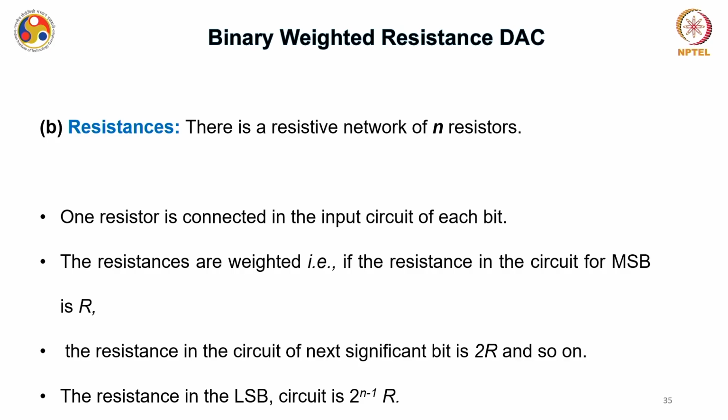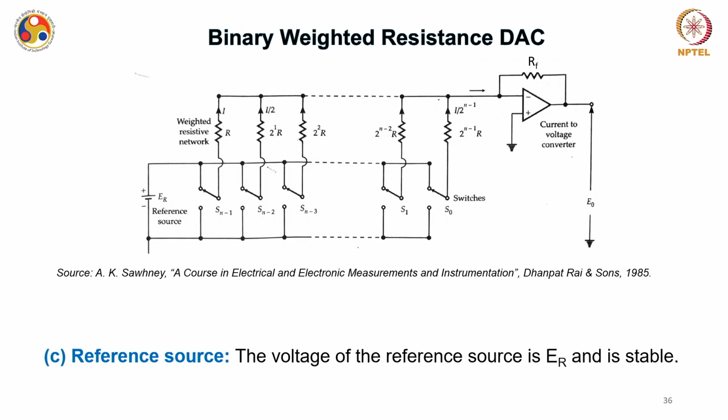if the resistance in the circuit for the MSB is R, the resistance in the circuit for the next significant bit is 2R and so on. So, the resistance in the LSB circuit is now 2^(n-1) times R.